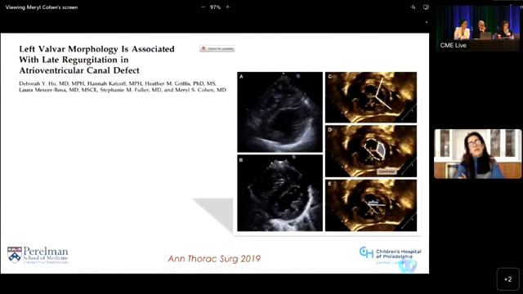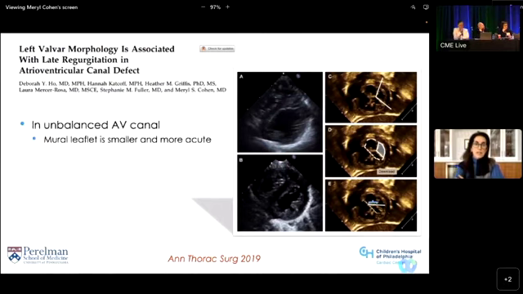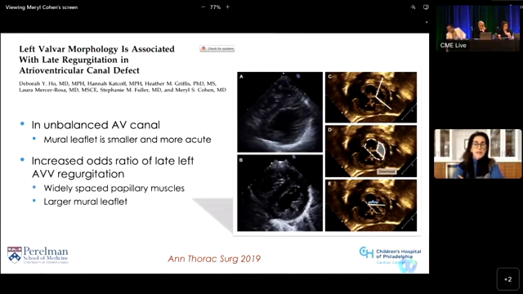And so we looked at left valvar morphology with regard to late valve regurgitation and AV canal defect a few years ago. And it turns out, of course, that the mural leaflet is smaller and more acute in those patients who are unbalanced. But we actually found the opposite of what we would have expected, in that there was increased odds ratio of late regurgitation in patients with wider spaced papillary muscles and larger mural leaflets. So sometimes you find things that you don't expect at all. And this really requires, I think, multi-institutional assessment to see if this is really true or if it was just a red herring of some kind.